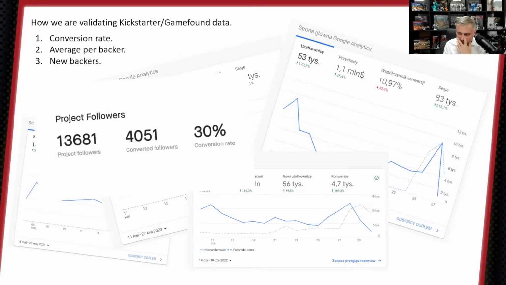Then we also have information like the project followers. As you might know, before the Kickstarter starts, you want people to go and follow your project. This is very important, because this drives the first peak, the first 24 or 48 hours, and then the final 48 hours as well. For instance, this is from the Deus layer: we have 13,600 followers, of which 4,051 became backers, which means the conversion rate was 30%.